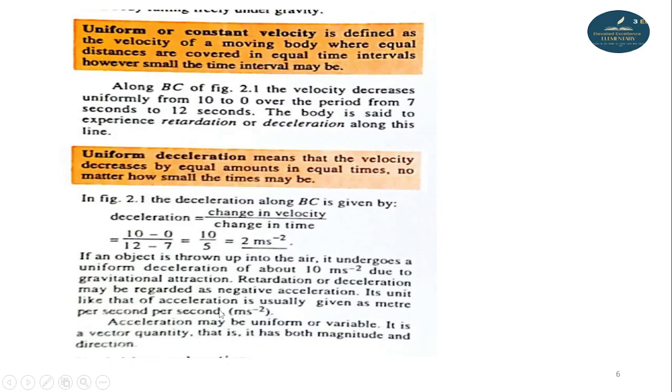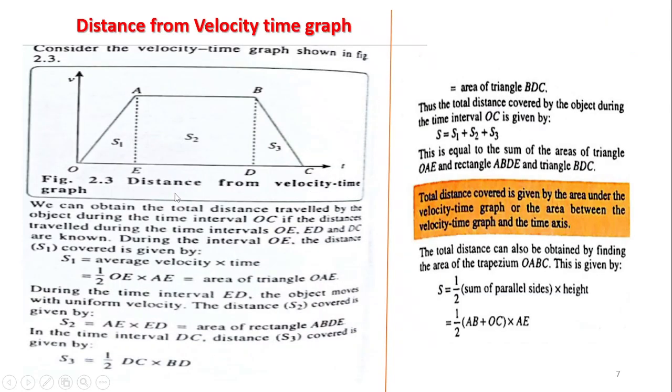Retardation or deceleration may be regarded as negative acceleration. The unit of acceleration is usually given as meter per second per second. Acceleration may be uniform or variable. It is a vector quantity, that is, it has both magnitude and direction. Now, let's look at distance from velocity time graph. We will look at some other things before we begin to work on some questions.